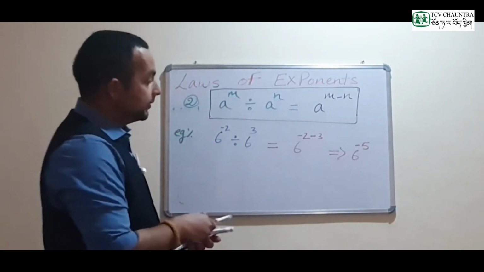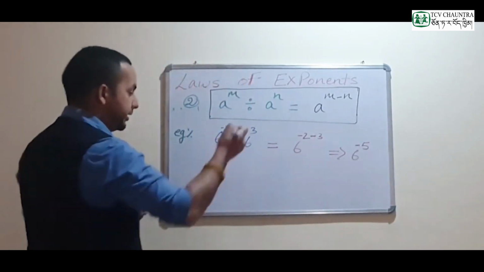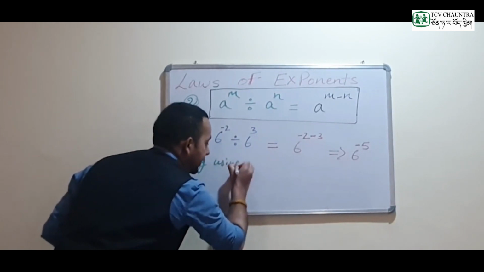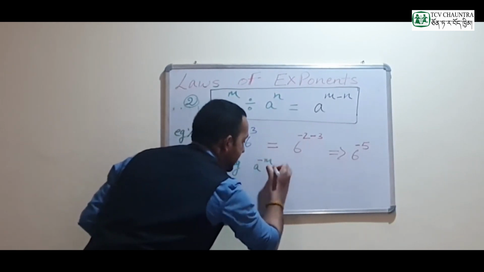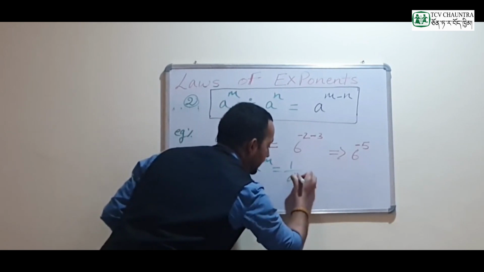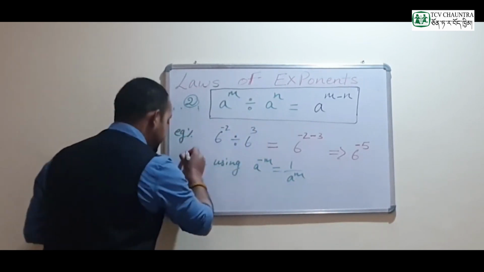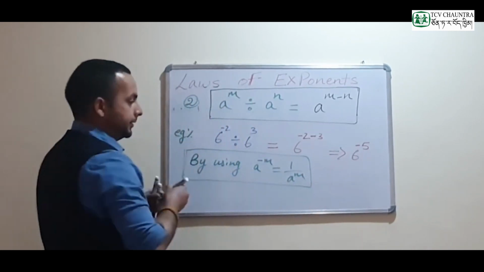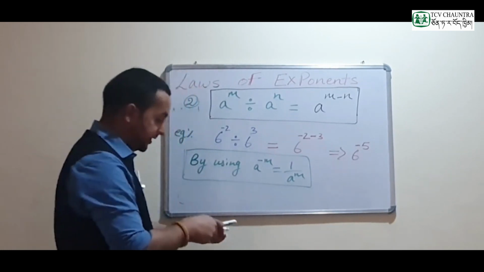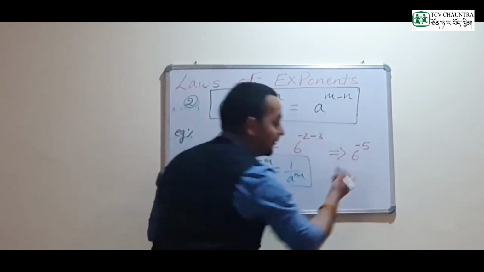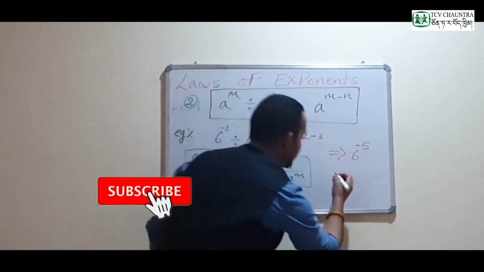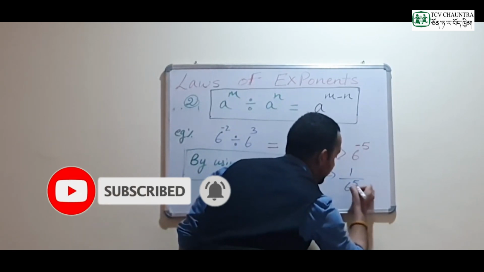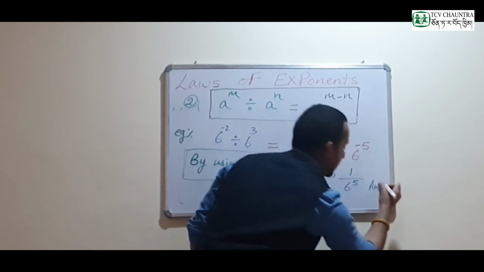Again, this is a negative exponent. Now again, by using the formula a raised to the power minus m is equal to 1 upon a raised to the power m, we are converting this negative exponent into positive. So we take the reciprocal of this number. So 1 upon 6 raised to the 5 is your answer.